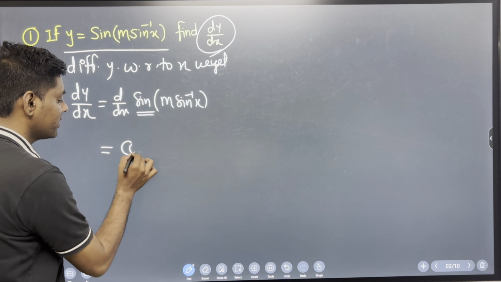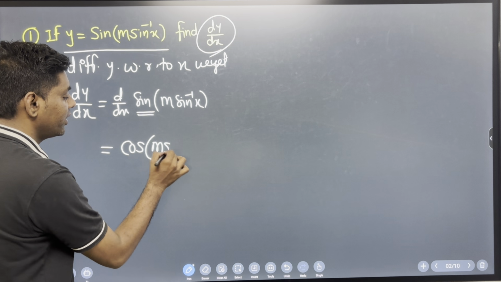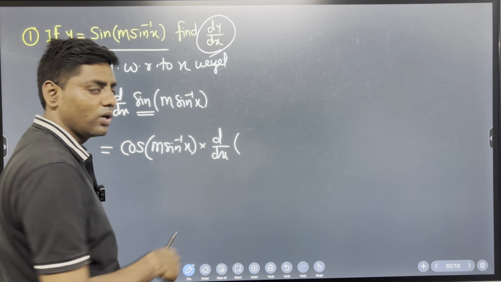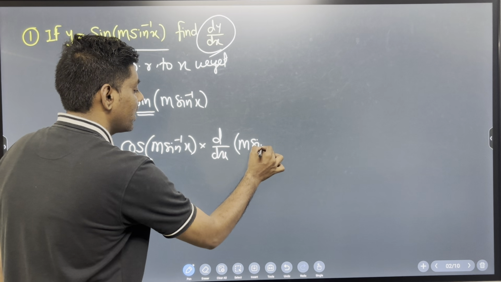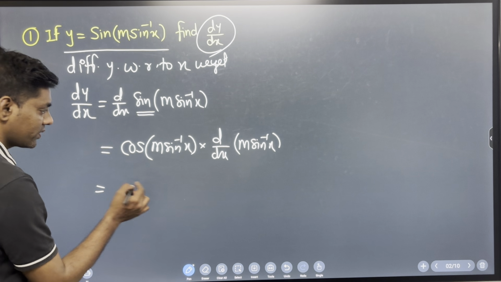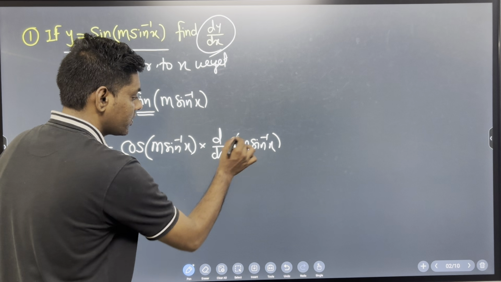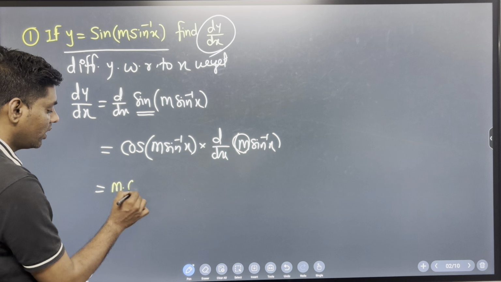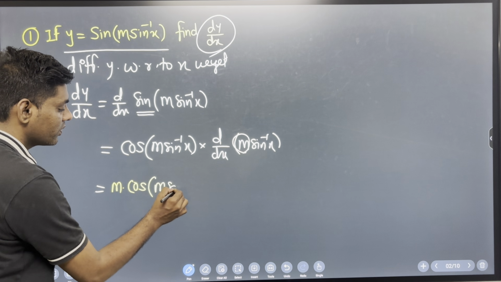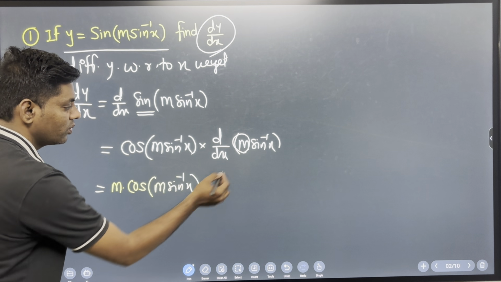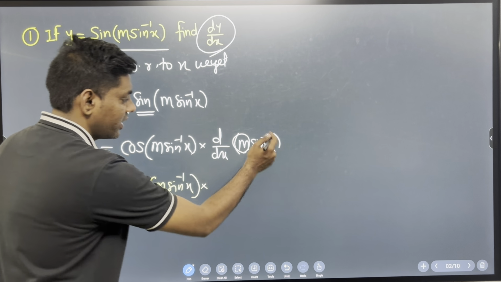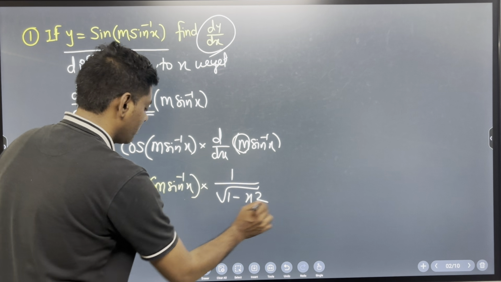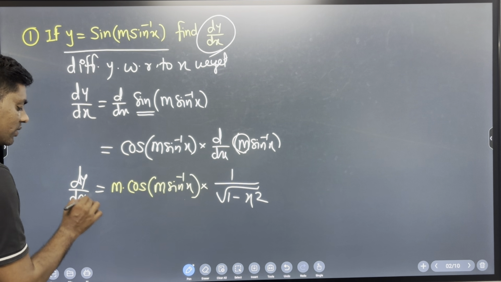The derivative of sine is cos, keeping the angle as it is, that is m into sine inverse x, into the derivative of that function. Now this is called the chain rule. Here, very interesting, m is a constant, we do not take the derivative of a constant, write it outside. So that is m into cos of m sine inverse of x, and most importantly, the derivative of sine inverse of x is 1 upon under root of 1 minus x square. Now this is the final answer of the given example.